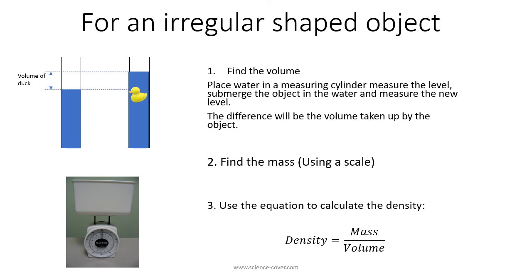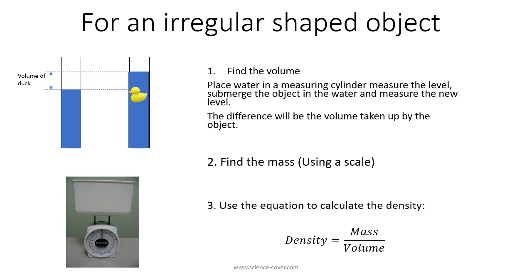Fill a measuring cylinder with water and take a measurement for the level of that water. Then you submerge the shape, such as the duck, below the level of the waterline. Now this pushes the level of the waterline higher, and we can take a measurement for the new level of the waterline. Now the difference between the original level of the waterline and the new level of the waterline tells us the volume of space taken up by the duck.